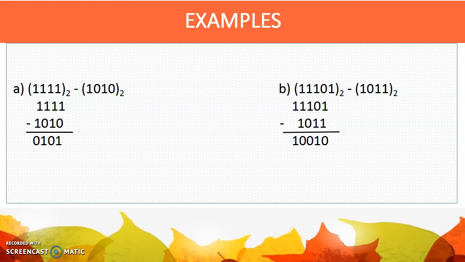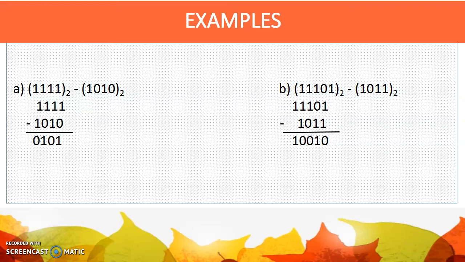Second question is 11101 to the base 2 minus 1011. You can also say it like this, that 1011 has to be subtracted from 11101. So now we will write it like this. We will start with the rightmost side again. It is 1 minus 1. It is 0 here. Now the problem is we have to subtract 1 from 0. So according to the last rule which I had discussed in the last PPT, we have to borrow from the next digit.